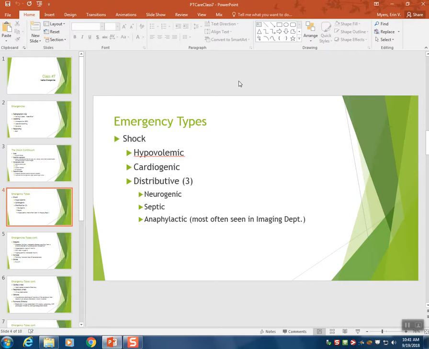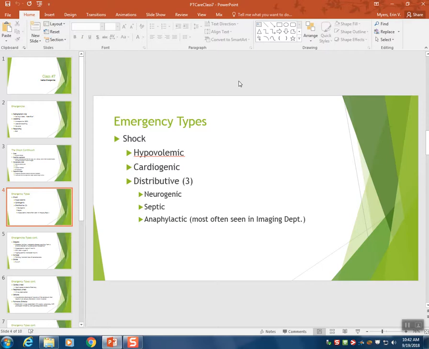The third type of shock is distributive, and the three types that fall under that category are neurogenic, septic, and anaphylactic. Neurogenic shock results from the loss of sympathetic tone, causing vasodilation of peripheral vessels. This usually occurs with a spinal injury, severe pain, neurological damage, or the depressant action of any medication.